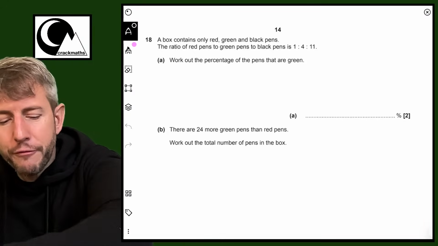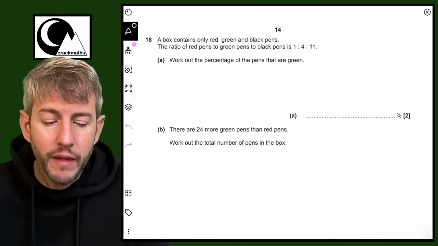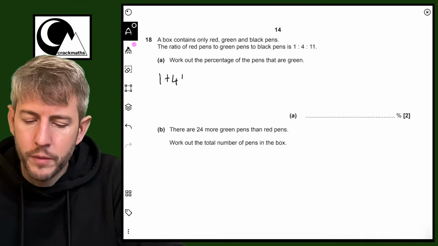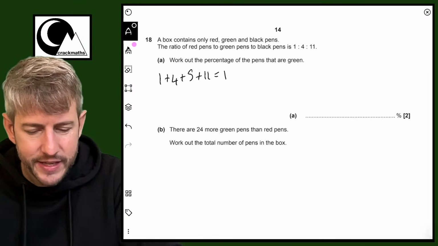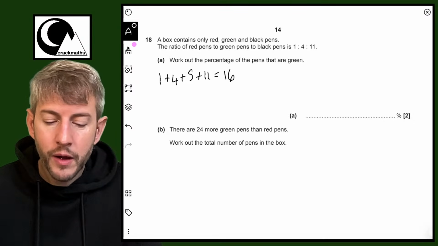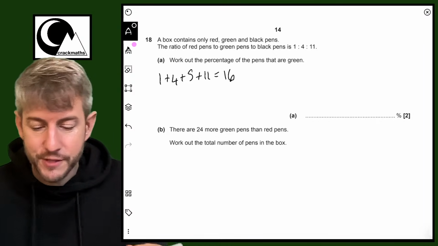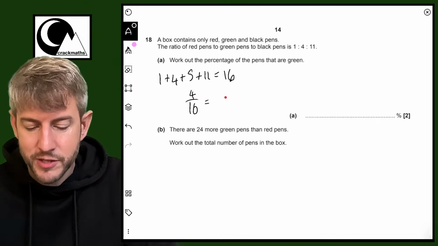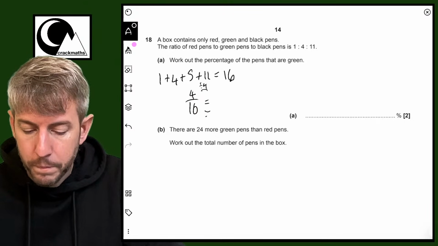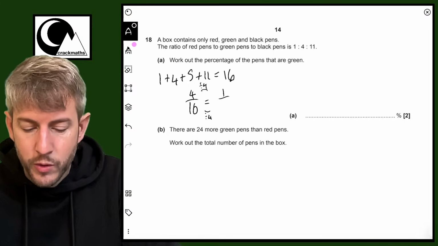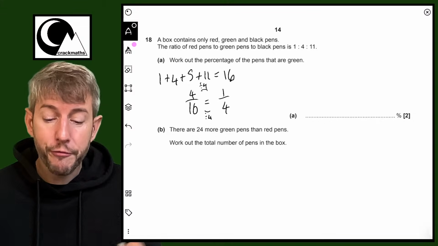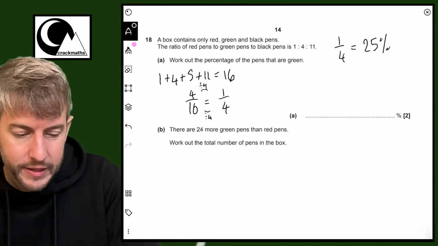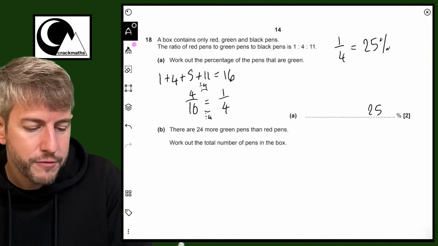So 1 add 4 is 5. 5 add 11 is 16. Okay, so 1 add 4 add 11 equals 16. Now out of these, how many are green? That's 4. So 4 out of 16 are green. 4 out of 16 as a fraction can be simplified by dividing the top and the bottom by 4. So this becomes 1 over 4. Okay, so the fraction that are green is 1 over 4. Now 1 over 4 is equal to 25%. Okay, so there we go. The answer to this will be 25%.